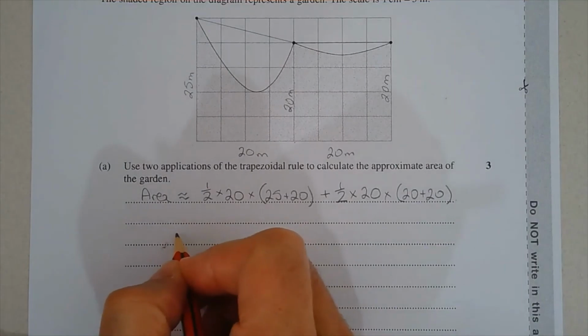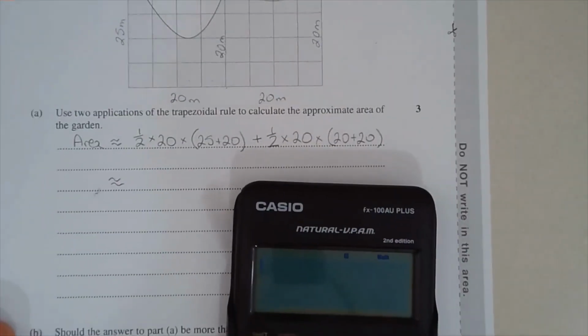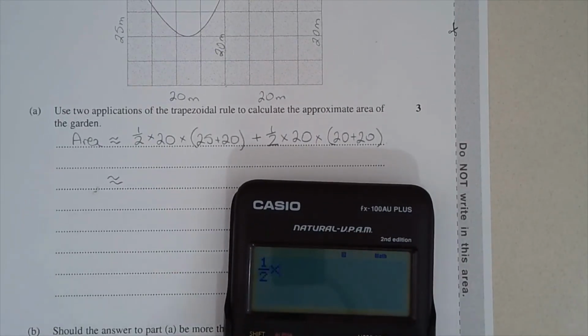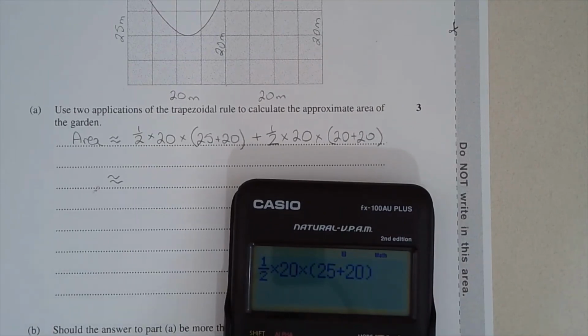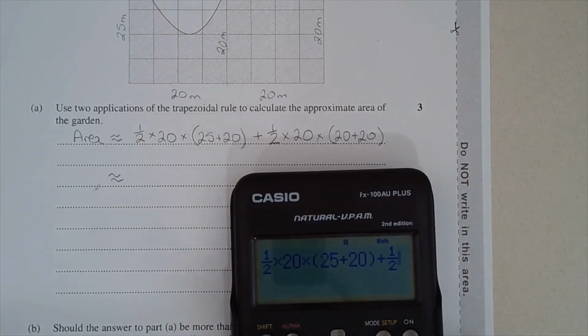Okay. And entering in all of that, we get half times 20 times 25 plus 20, and I can enter this all as one calculation, or you can work out each trapezium one at a time and then just add them together at the end. Plus half times 20 times 20 plus 20. And we get 850 square meters.